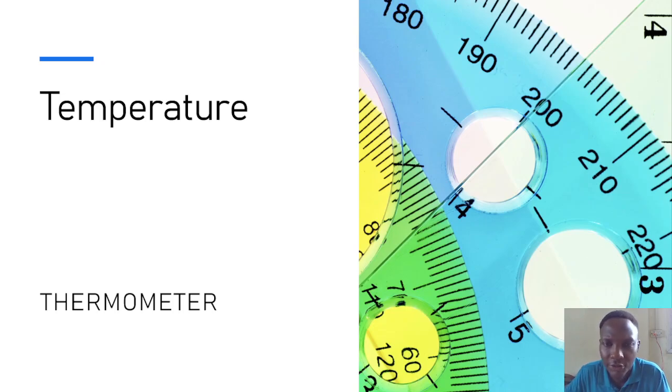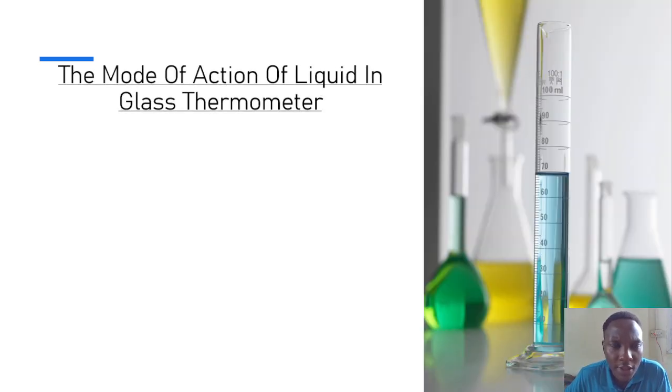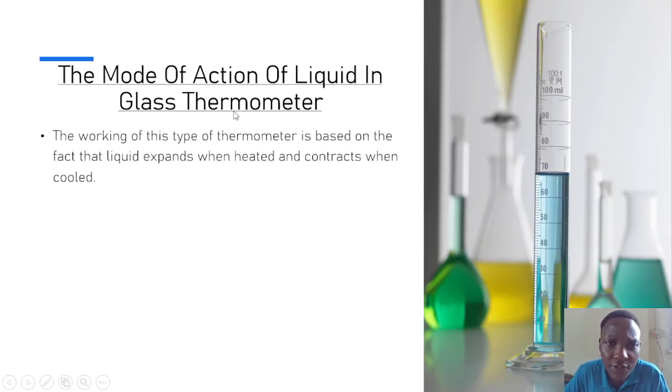Chapter is temperature. We're discussing the thermometer. So far in our previous session, we discussed the thermometric properties and the fixed point. In this session, we move on to the other part, discussing the mode of action of liquid in glass thermometers. The working of this type of thermometer is based on the fact that liquid expands when heated and contracts when cooled.